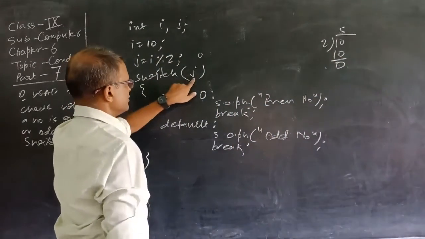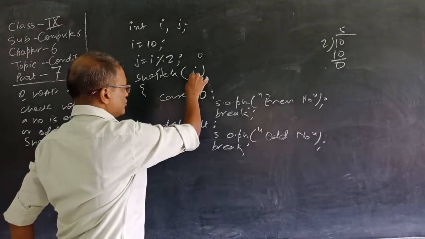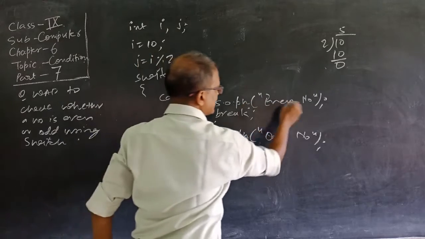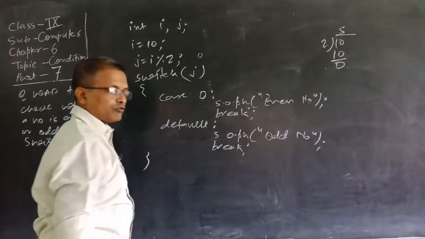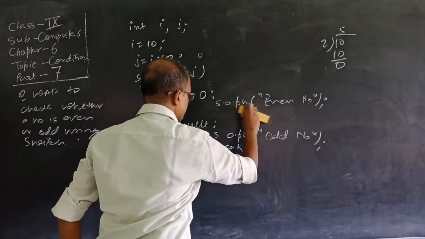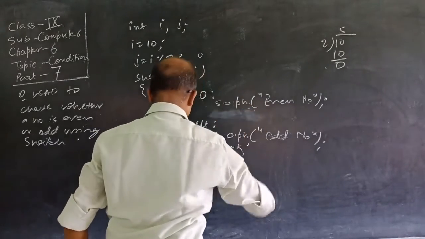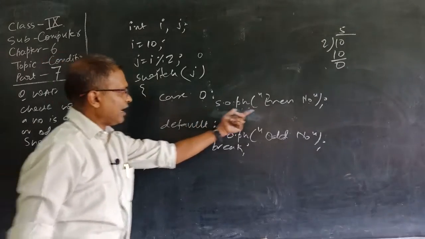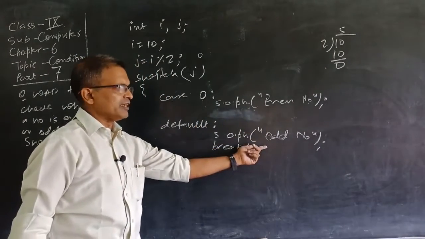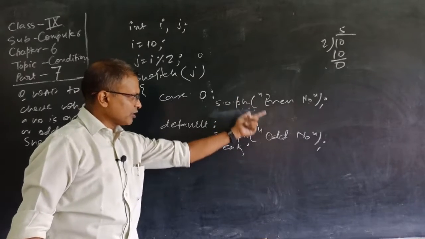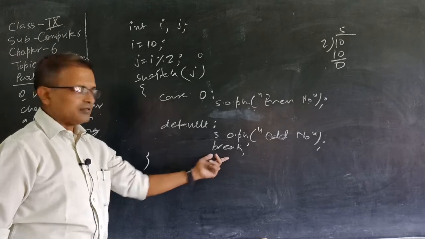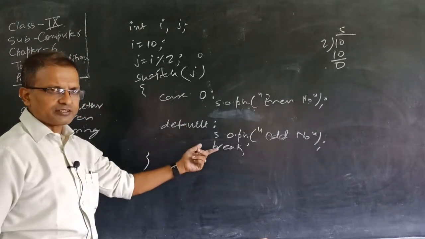Okay, now switch j. The value of j equal to 0. Here is case 0, 0 and 0 matched, so it will come inside it and print even number. The question is, what will happen if there is no break? If there is no break, after printing even number, this condition will not be matched, just the next statement will be executed, and the execution of all the statements will continue till break is found. This happens only after the matching case.